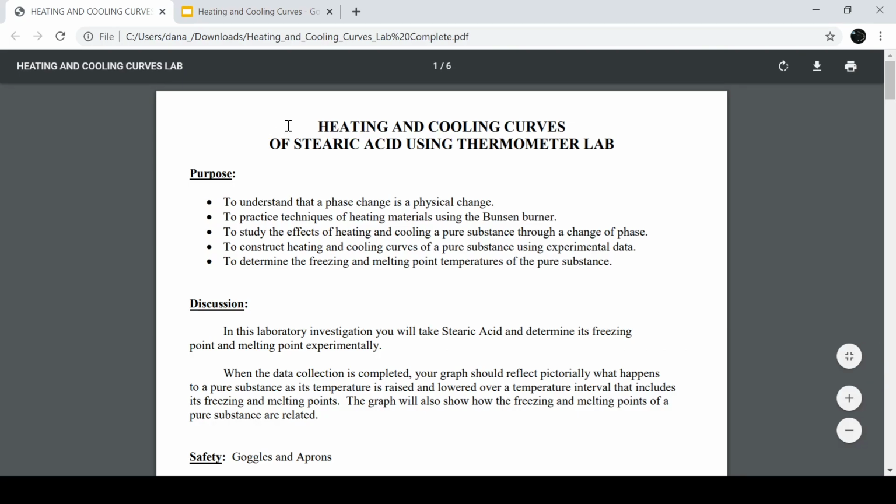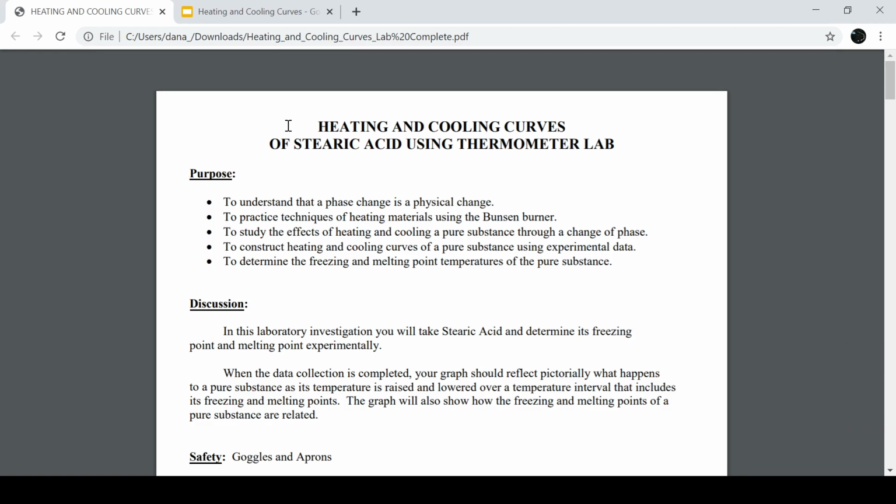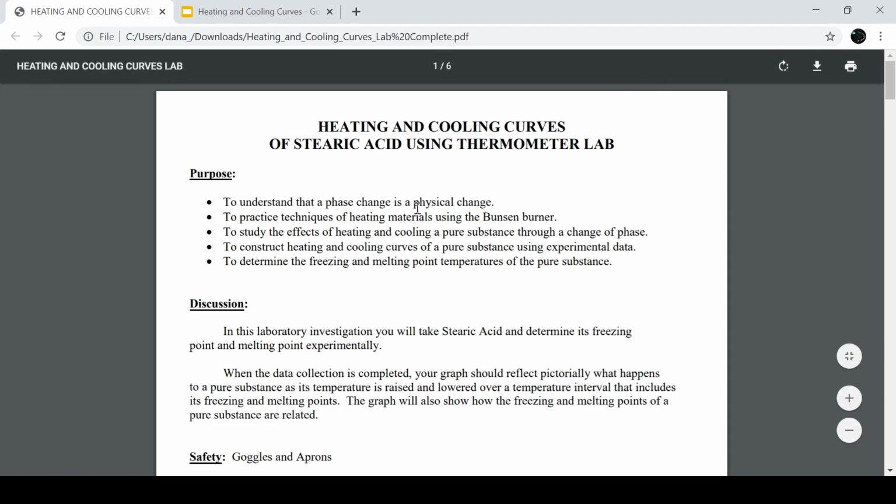Now, in this lab, we are going to be using a substance that's called stearic acid. And stearic acid is a pretty large acid in terms of how many atoms are in it. We're going to be heating it up and making it go through a phase change, and then we're going to be cooling it down. So we're going to turn it into a liquid, and then go from a liquid to a solid. So this is our big thing that we're going to be working with.